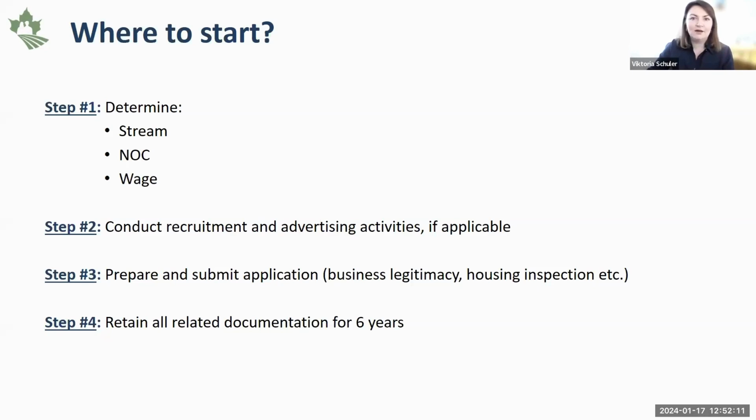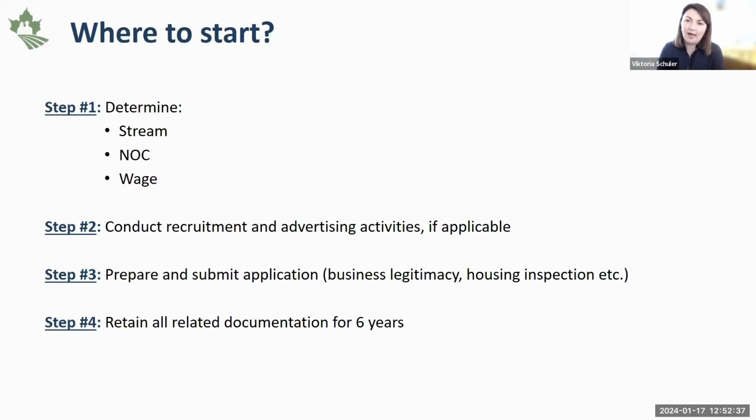And just to summarize, where to start if this is the first time you're submitting an LMIA. Step 1, determine your stream, NOC, and wage. NOC and wage will help you determine your stream, and make sure you're familiar with the program requirements for your particular stream. And step 2, conduct recruitment and advertising activities if applicable.